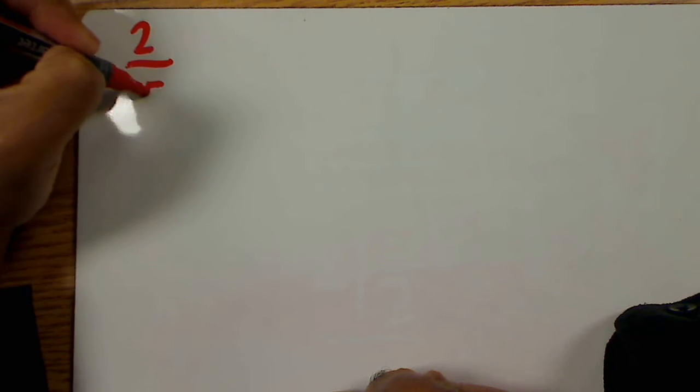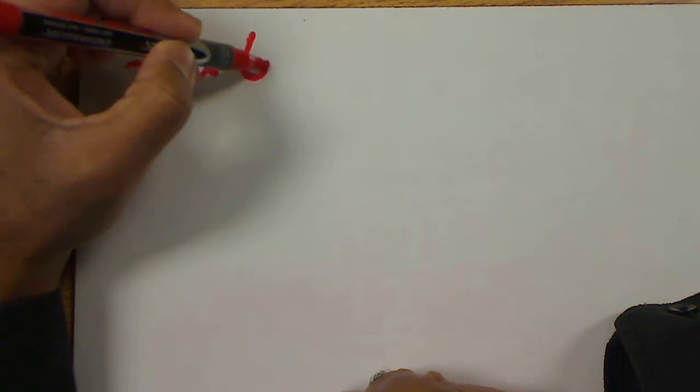Okay, we're going to look at how to multiply fractions. So, multiplying a whole number by a fraction. For example, let's say we had the fraction 2/5 times 6.